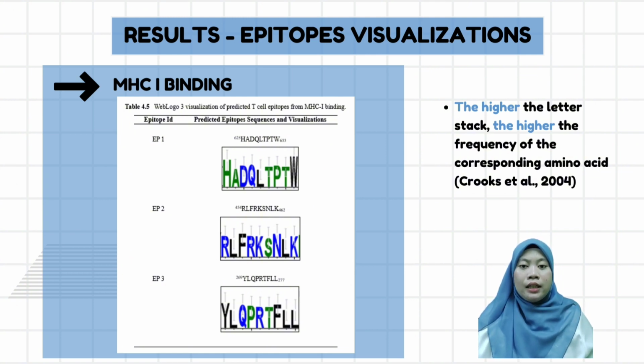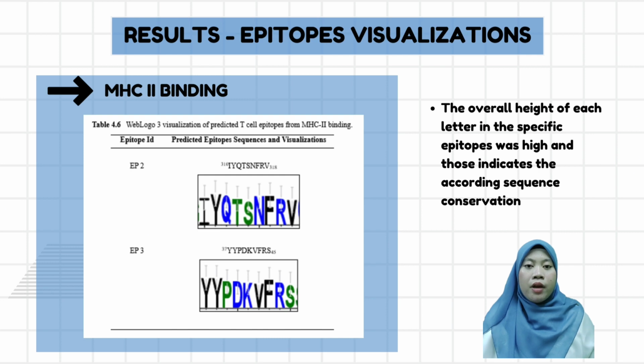The higher the letter stack, the higher the frequency of the corresponding residue at that certain position. In MHC1 binding, it seems that the predicted epitopes are purely conserved as no overlap or small letters are observed. And in the MHC2 binding, the overall height of each letter in the specific epitope was high, as it is supposed to be according to this conservancy result.